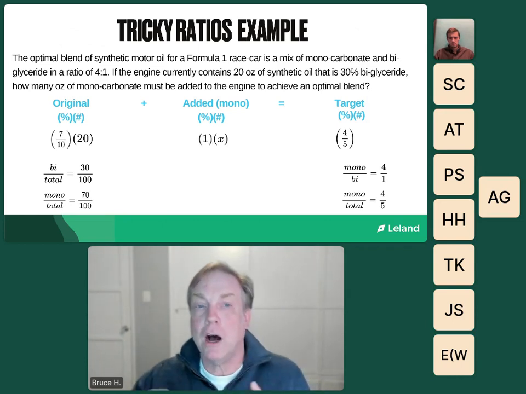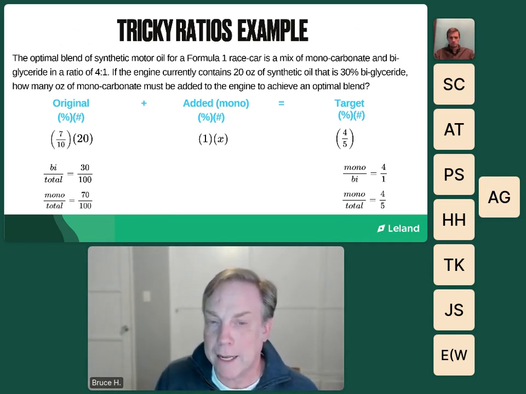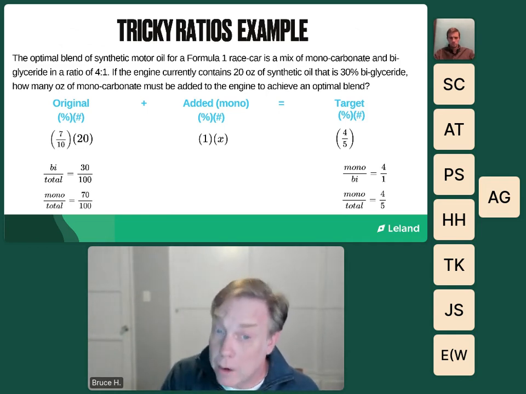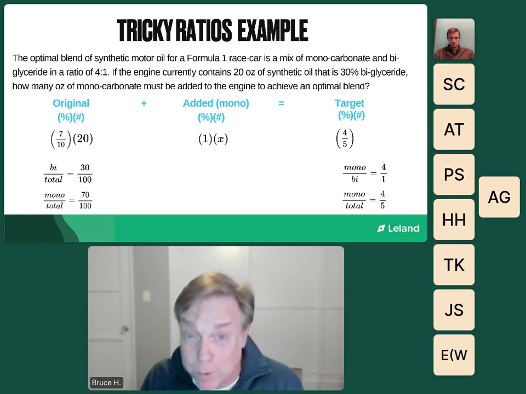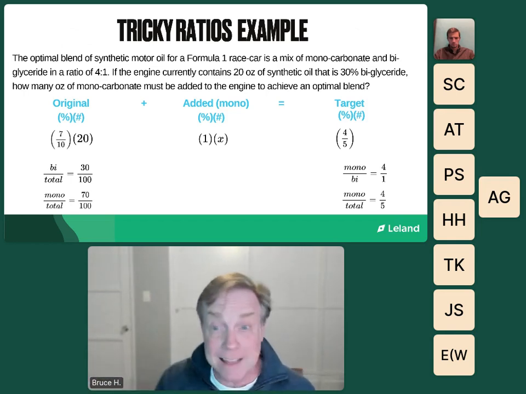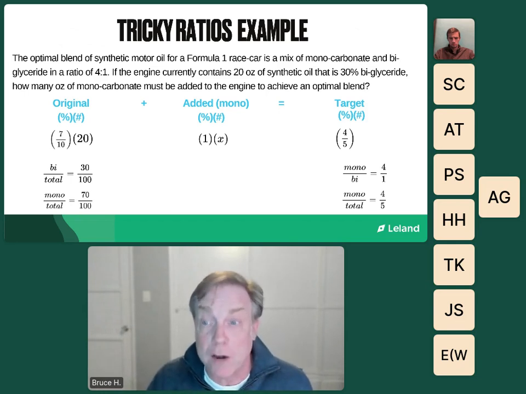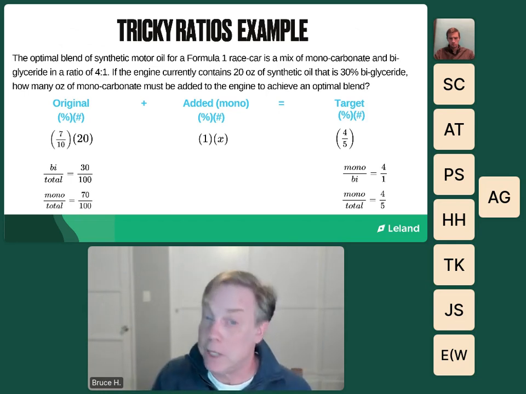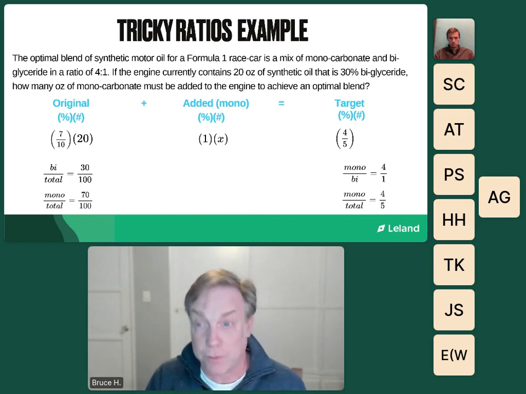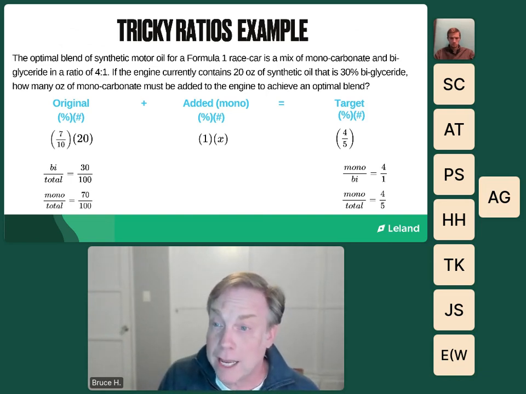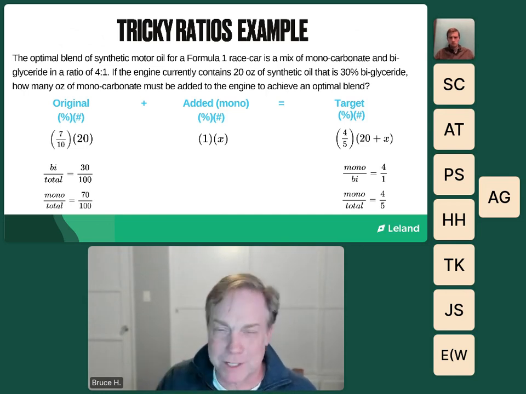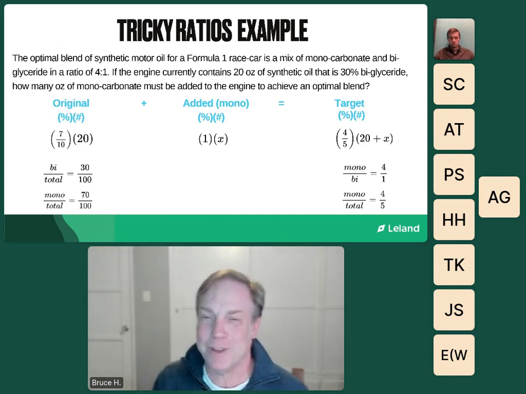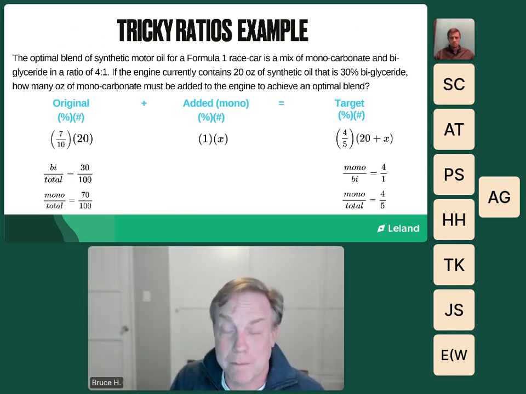How much of this monocarbonate are we adding? We're not adding some watered down amount. We're literally pouring a solution of 100% monocarbonate into the engine. So that's 100% or 1. How much of it are we putting in? That's what we're being asked for. That's X. And the target amount in the engine, it's always the amount of the original plus the amount of the added has to equal the target. So that's 20 plus X.